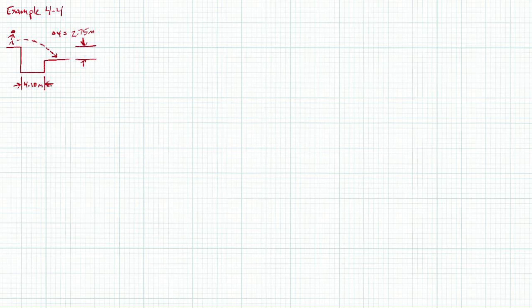Okay, and so our mountain climber gets a running start. A running start in the horizontal direction, and so that is x. I'm sorry, not x, but vx. That's the initial velocity in the x direction.